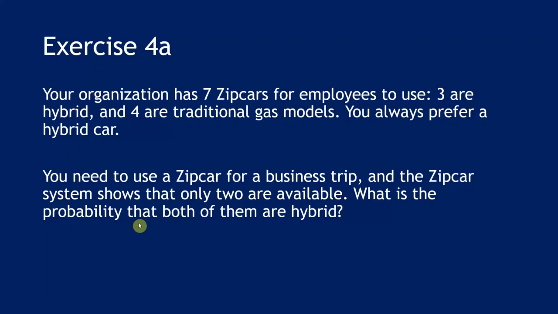3 are hybrid, 4 are traditional gas models. You always prefer a hybrid car. So you need to use this one day. You need to use a Zipcar for a business trip, and the Zipcar system shows that only 2 are available. Calculate the probability that both of them are hybrid.